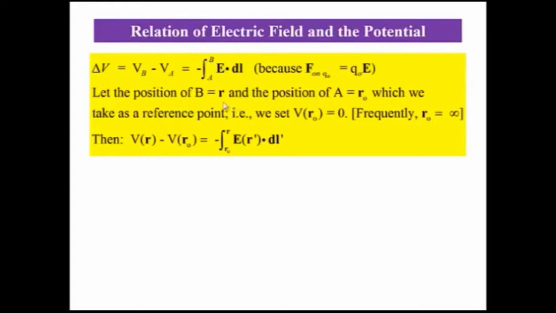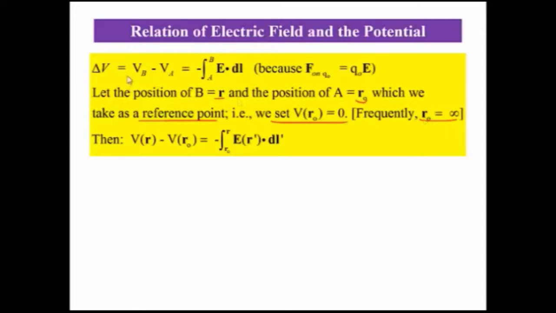It's helpful to use the vectors that point at the 2 points. So this vector points at the position B, and this vector here points at the position A. We quite frequently take this vector to be pointing at a reference point. Sometimes we set that equal to 0 just to get rid of it. Frequently we are using infinity as our reference point.